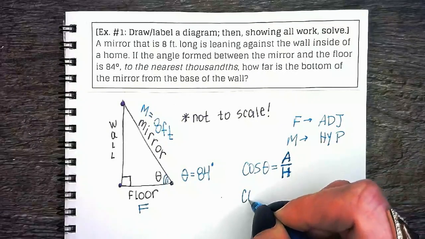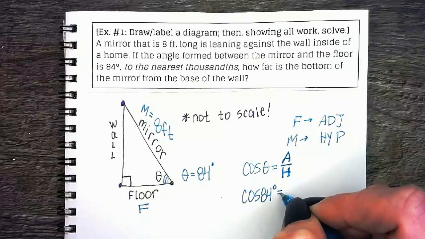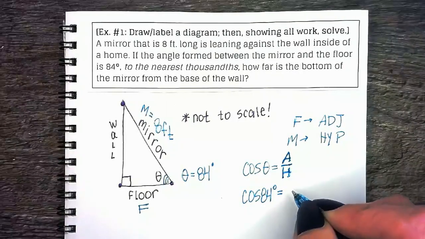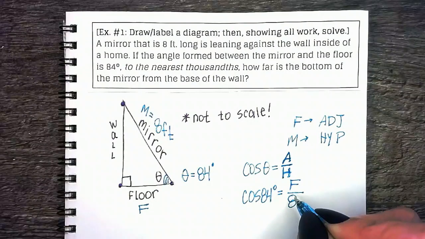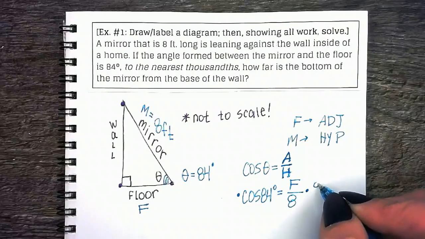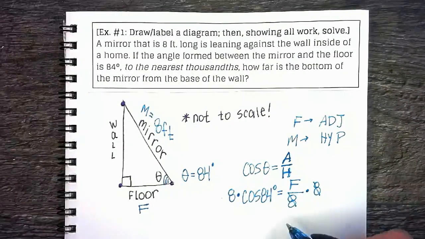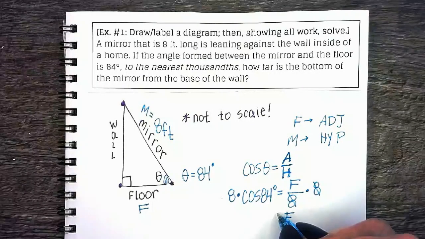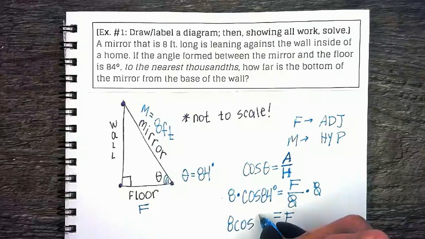Now what we're going to do is just fill in the values we do know and then use algebra to solve for the values that we don't know. Cosine of 84 degrees equals F over 8. How do we get F alone? F is being divided by 8. We need to do the inverse operation. That would be multiply by 8. These two 8s reduce, and we're left with F, how far the bottom of the mirror is from the base of the wall, equals 8 cosine 84 degrees.